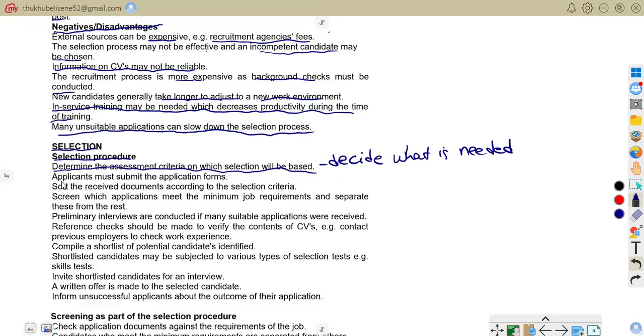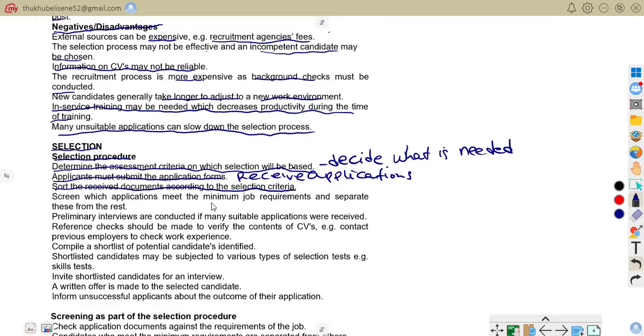It further says applicants must submit the application forms. So we have to receive what? Application forms. For example, 50 people apply online. So we are to receive applications. Then, sort the received documents according to the selection criteria.